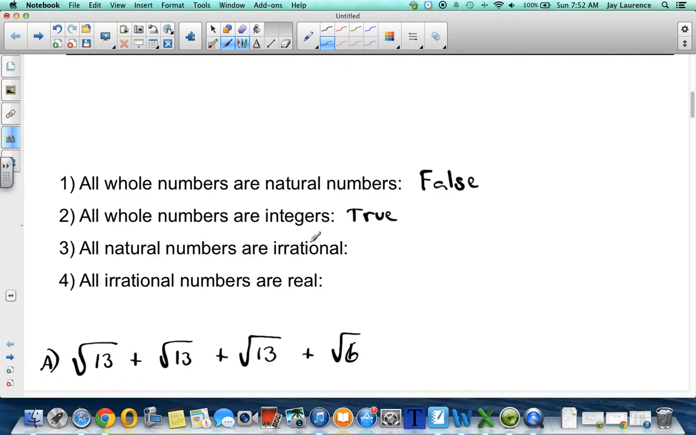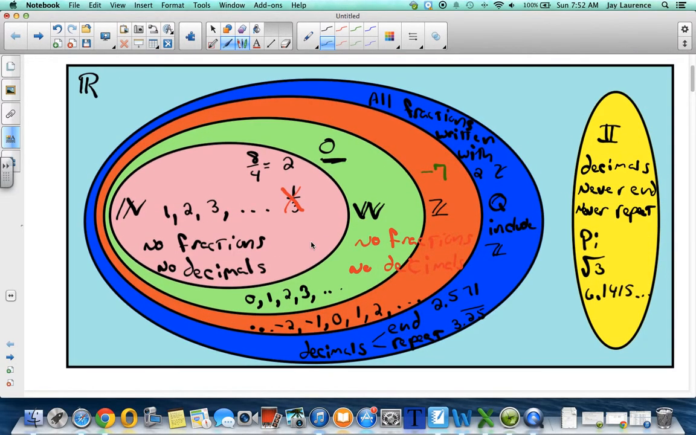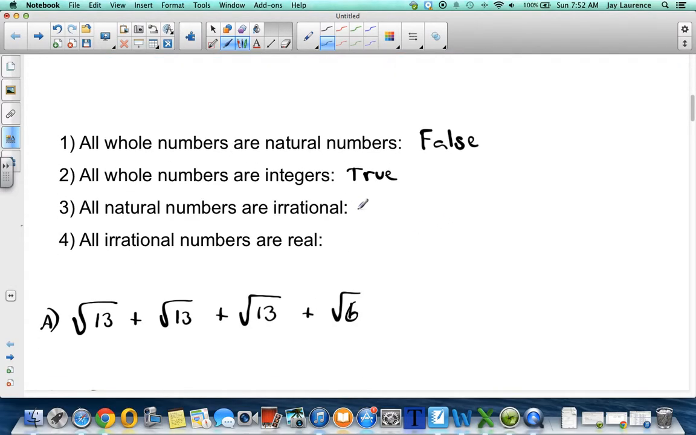All natural numbers are irrational. Well, that's just ridiculous because the irrationals are over here by themselves. Their group is isolated from these groups. So there are no natural numbers that are irrational.